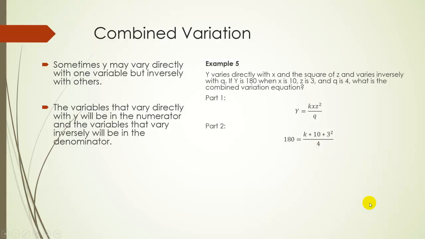So just do the math here, simplify this, and we get 180 equals 90, because 3 squared is 9 times 10 is 90, times k over 4. Multiplying both sides by 4, we get that 720 equals 90 times k. Next, dividing both sides by 90, we'll get that k is 8. Let's plug that back into our original equation, and we get that y is equal to 8, because we know that's k, times x times z squared divided by q.